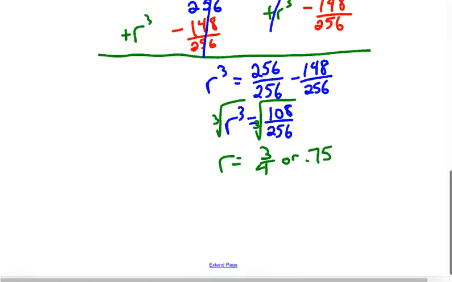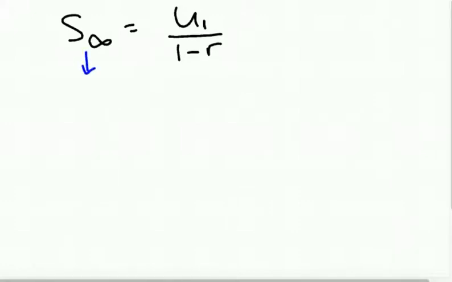Okay, so we found the value of r, but it also asked us to find the first term, so we have to find the formula that allows us to find the first term. Well, sum to infinity is equal to the first term over 1 minus r. This is probably the easiest formula to use because we know certain things. They told us the sum to infinity is 256. We also know that the value of r is 3/4.